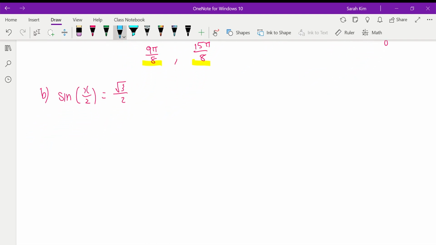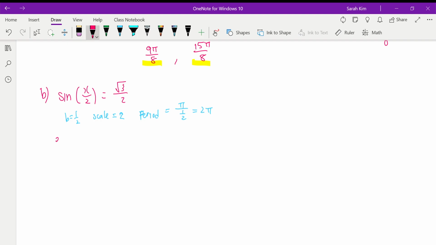X over 2, so it's halved. My B is a half, so my scale factor is actually 2, so it doubled, and my period is going to be pi over 1 over 2, which is actually 2 pi. So 1 revolution is going to be 2 pi. So that means I might only have just one answer. So I'll show you how to do that one.